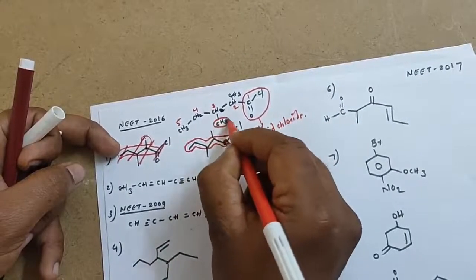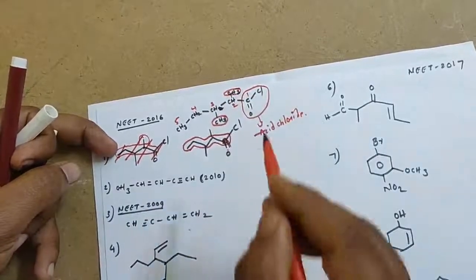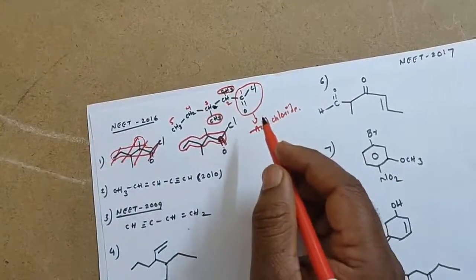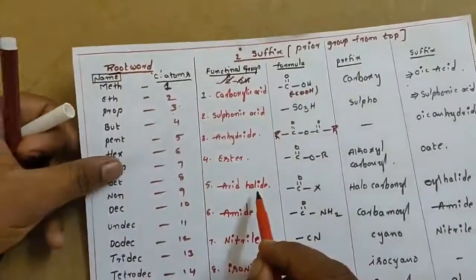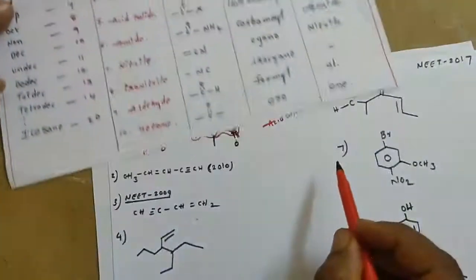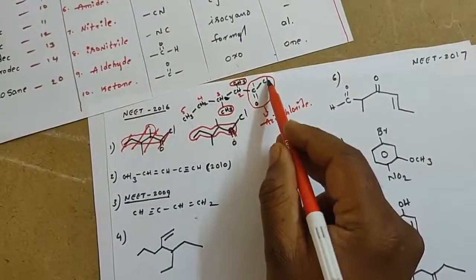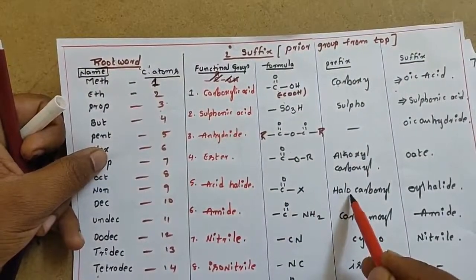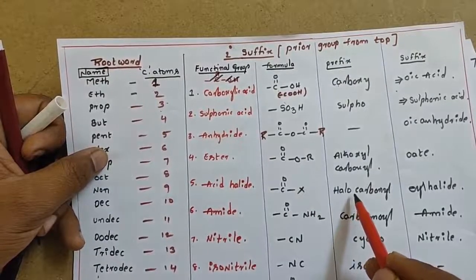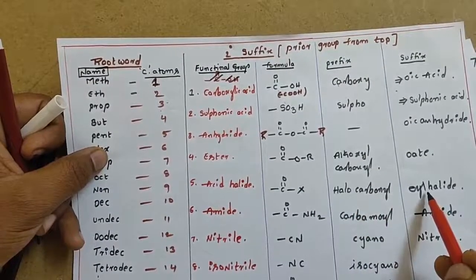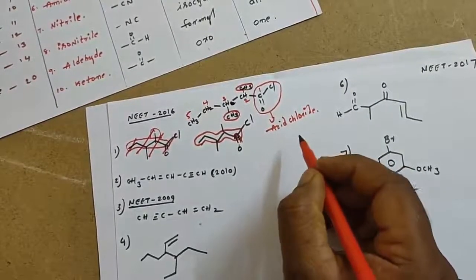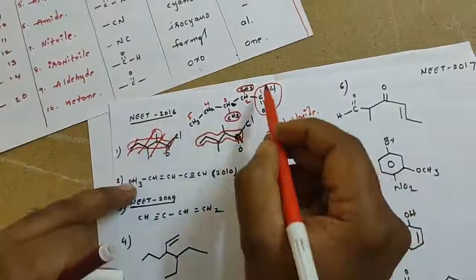Now this is a branch here. Now tell me, what is the suffix of the acid chloride? Here I mentioned acid halide, C double bond OX. In this X place there is the presence of Cl. What is the prefix here? Halocarbonyl, but we require the suffix. The suffix is "oyl halide". But here there is the presence of chloride, no? That's why "oyl chloride".